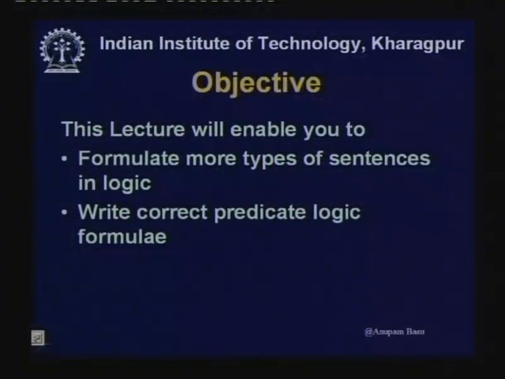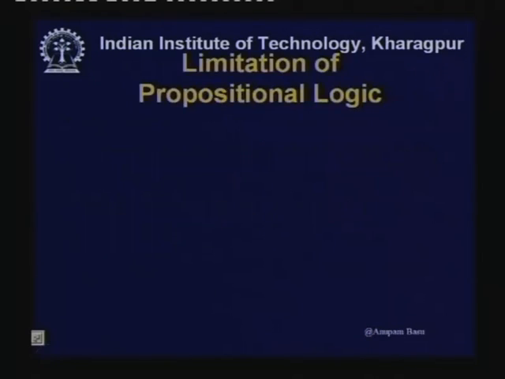Now, I am coming to the specific objective of what we will be able to do after this lecture. The objective of this lecture is to enable you to formulate a greater variety of sentences using logic, and to write correct predicate logic formulae. We will discuss what predicate logic is. For that, first let us look at the limitations of propositional logic. Why do we need another form of logic when we had propositional logic?